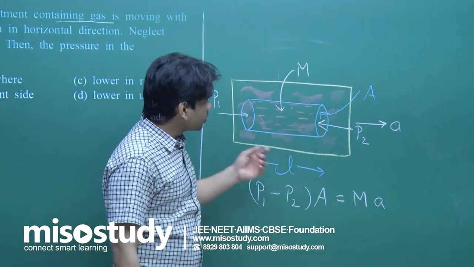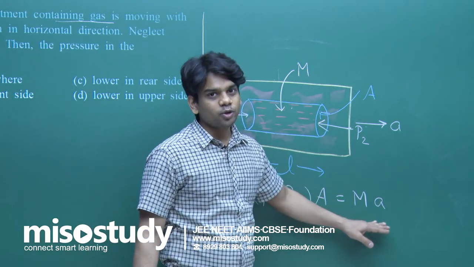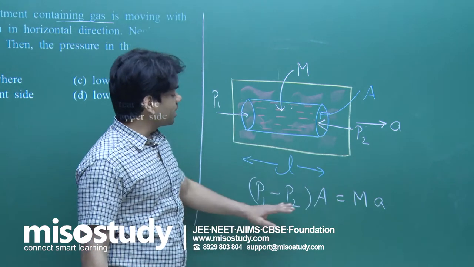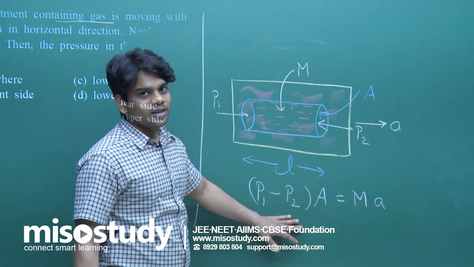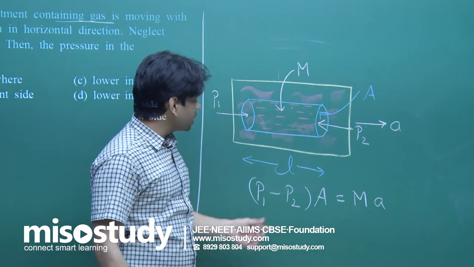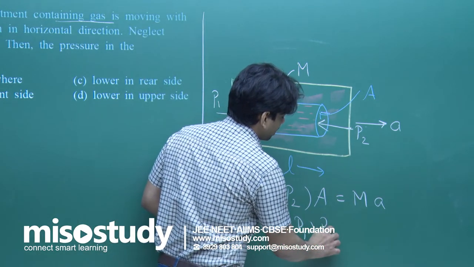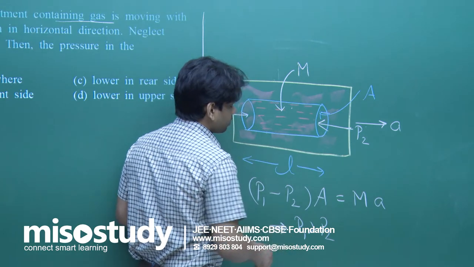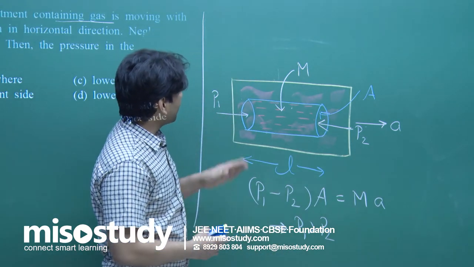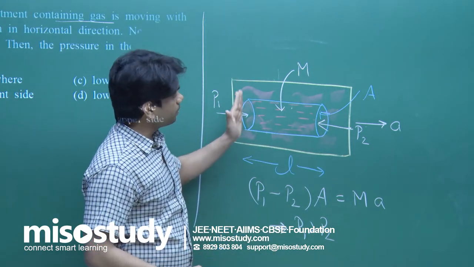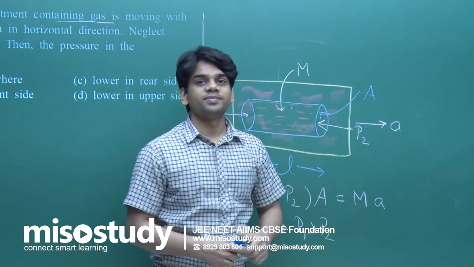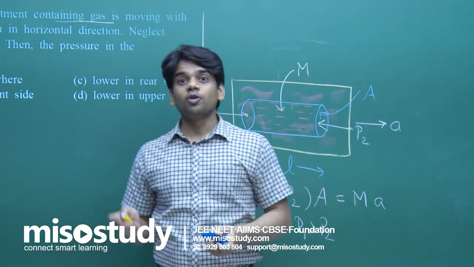Now here only we can actually comment on the value of difference in pressure, how we can evaluate. Now see, this entire term is positive, M into A is positive. That means P1 minus P2 has to be positive. If P1 minus P2 is positive, that means P1 is greater than P2. So if I write here, P1 will be greater than P2. That means the pressure at the rear end is more compared to the pressure at the front end. That means pressure will be lower at the front end.